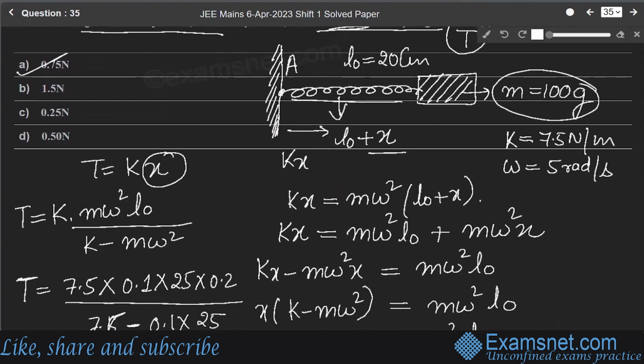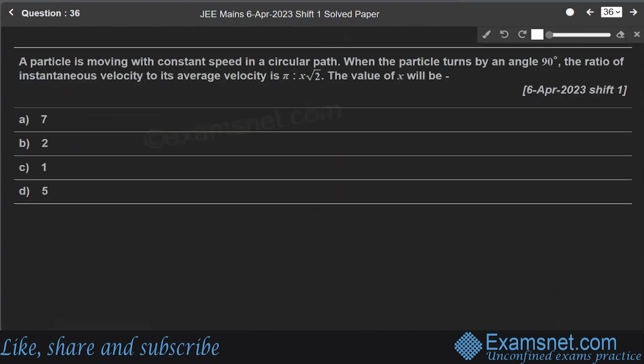Okay. Now the next question is question number 36, which says that a particle is moving with constant speed in a circular path. Let us say this is the circular path, and a particle is moving in this circular path with a constant speed v. When the particle turns at an angle of 90 degrees, at first the particle is moving like this, and since it is turned by an angle of 90 degrees, now it will be like this.